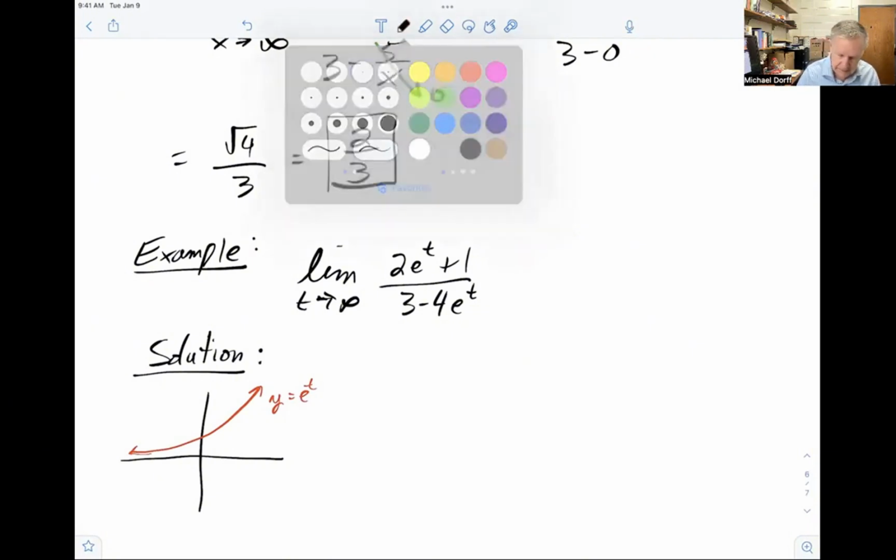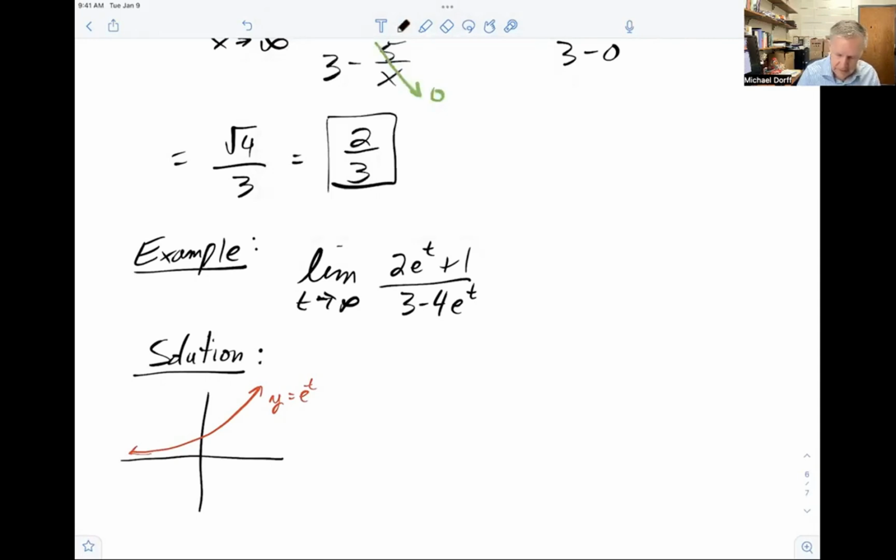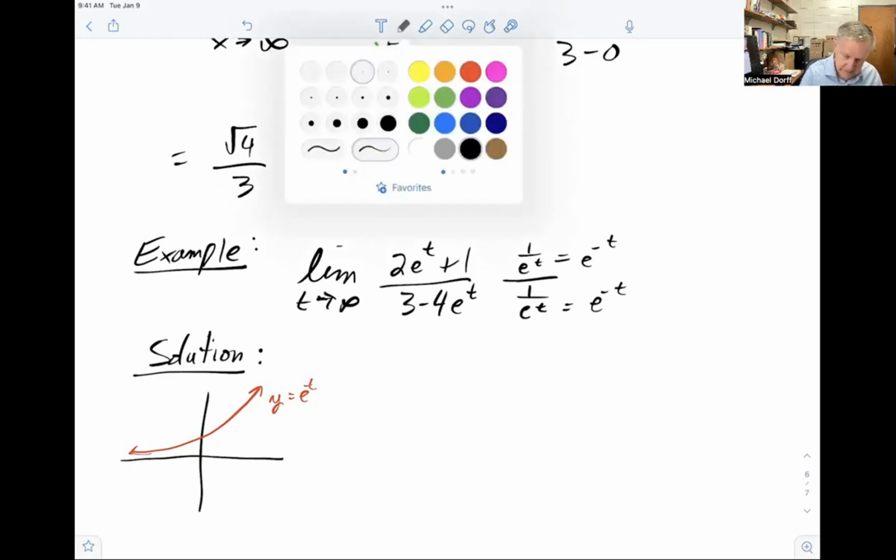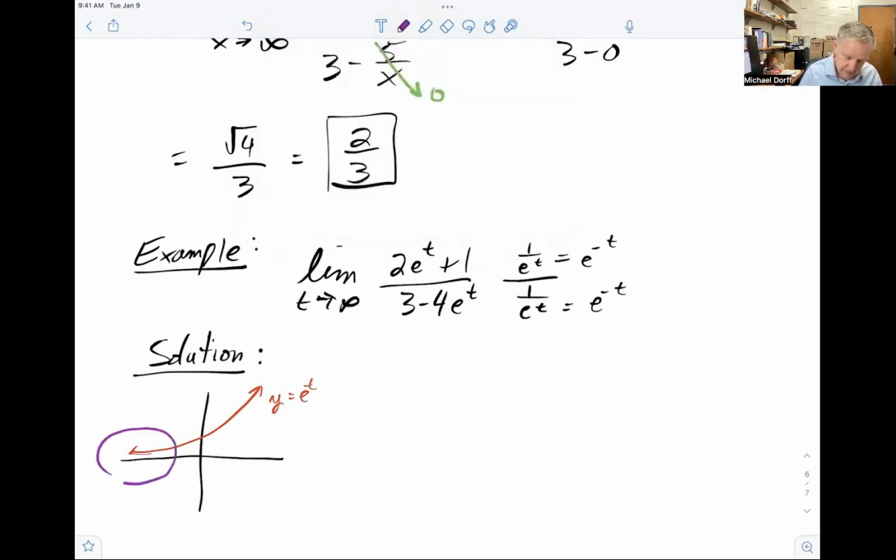So what I'm going to do is multiply the top and the bottom by 1 over e to the t. And 1 over e to the t is the same thing as e to the negative t. So you could think of it this way. And that means what's happening here, that limit, where we're looking at this left part here, is getting close to 0. So the limit of e to the negative t as t goes to infinity is going to be 0.